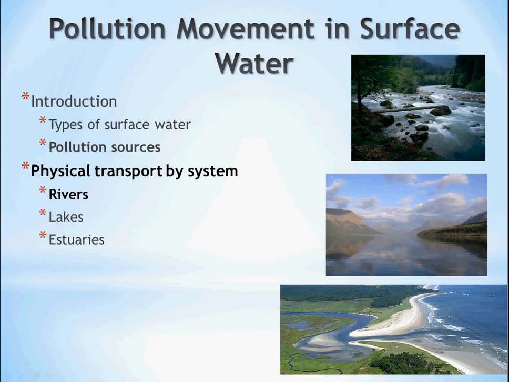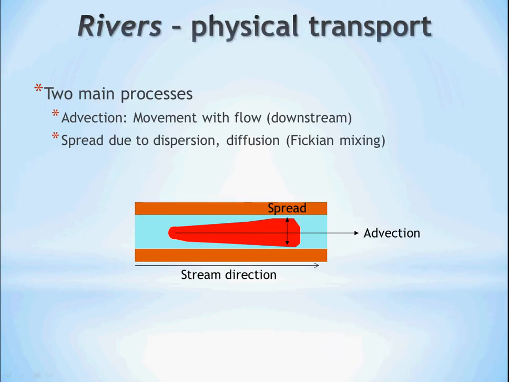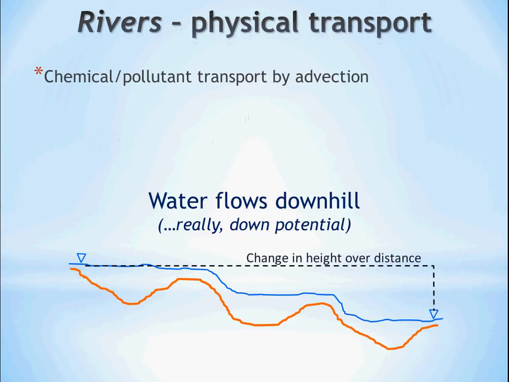Okay, so in this video we're going to start talking about how we predict pollution movement in rivers. As we've already talked about, there are two main processes in moving pollution anywhere, and rivers are no different. There's advection, movement with flow, in this case just downstream, and then spread due to Fickian mixing, dispersion and diffusion, whether the diffusion is molecular or turbulent. So in this video we're just going to talk about advection, movement with flow downstream.